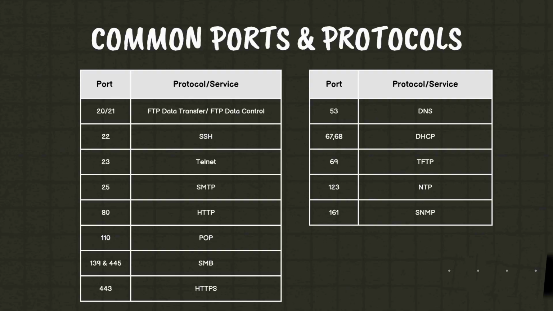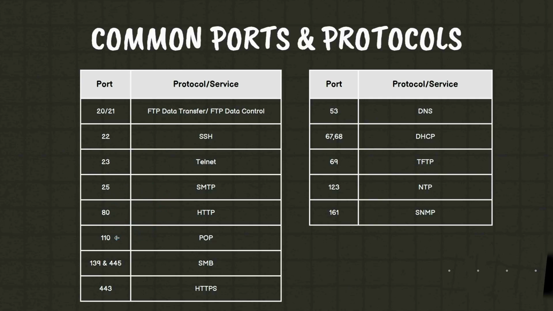Next we have port 22 for SSH and port 23 for Telnet. Both of the ports are used to access remote machines. However, SSH stands for secure shell, thus encrypting the communication, while Telnet transmits all data like passwords in clear text, which makes it insecure. After that we have SMTP at port 25 and POP at port 110.